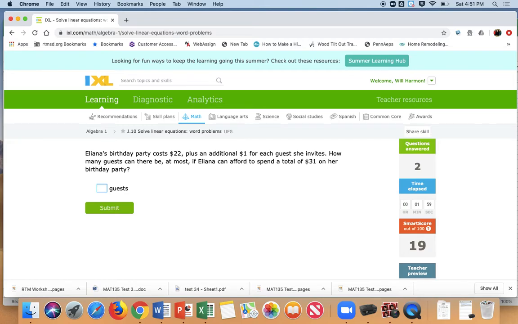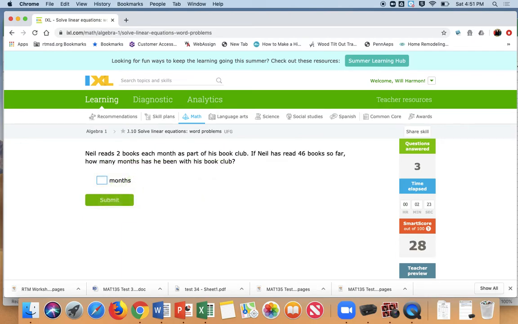So what we have to do is we have to work backwards. So we're going to start with 31 and we're going to take out the cost of the room. So if we do 31 minus 22, that's going to be 9. And if it costs $1 per guest, we're going to do 9 divided by 1. I know it seems simple, but we got to stick with the process. Trust the process, just like the Sixers. 9 divided by 1 is 9.